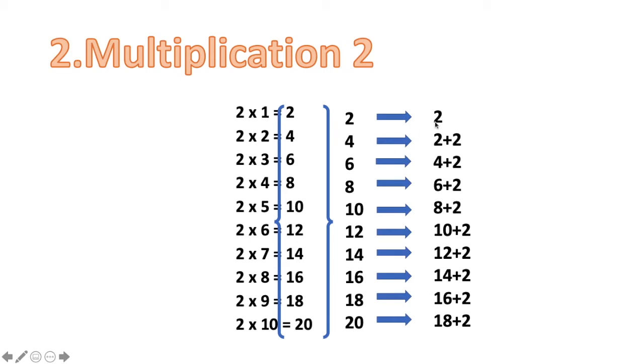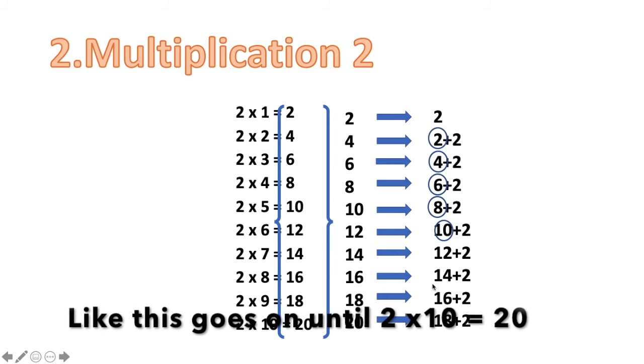Okay, so we're taking 2 and putting it down here. 2 plus 2 equals 4. And again, the second number is 2 because we're doing the 2 multiplication table. So 2 plus 2 equals 4. Take the 4, put it down here. 4 plus 2 equals 6. So take the 6, put it here. 6 plus 2 equals 8. And take the 8, put it here. 8 plus 2 equals 10. Take the 10, put it down here. 10 plus 2 equals 12.